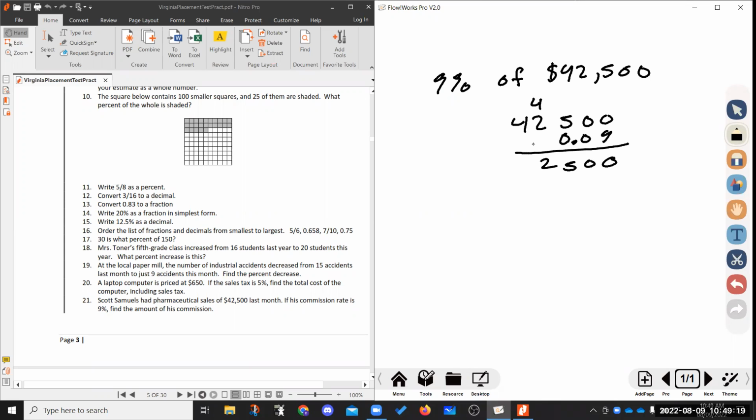18 plus 4 is 22. 36 plus 2 is 38. And he's going to make $3,825 in commission. For every dollar that he's earning in sales, they're giving him 9 cents. So because he sold $42,500 in pharmaceuticals, he's getting a paycheck of $3,825 for that, called commissions.